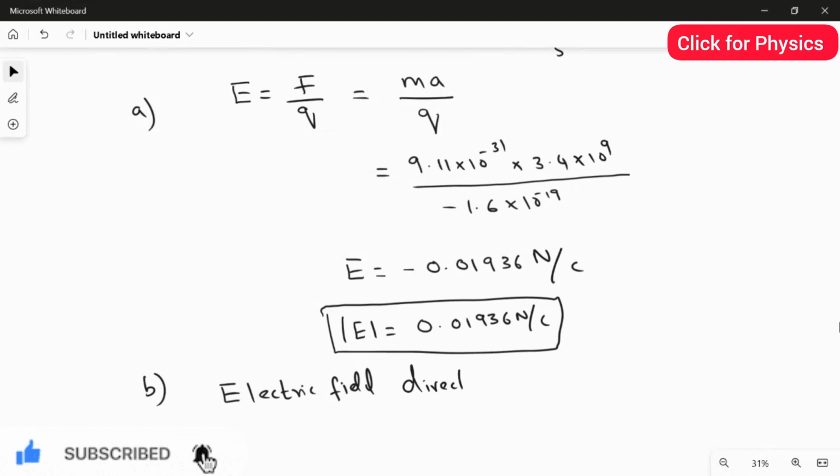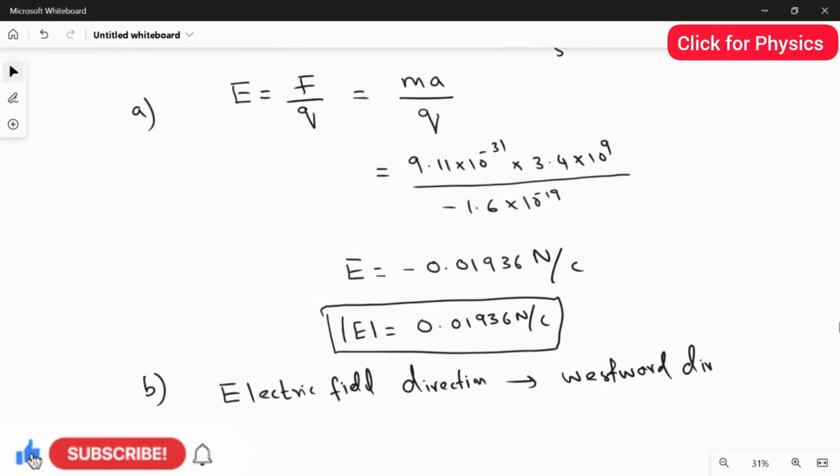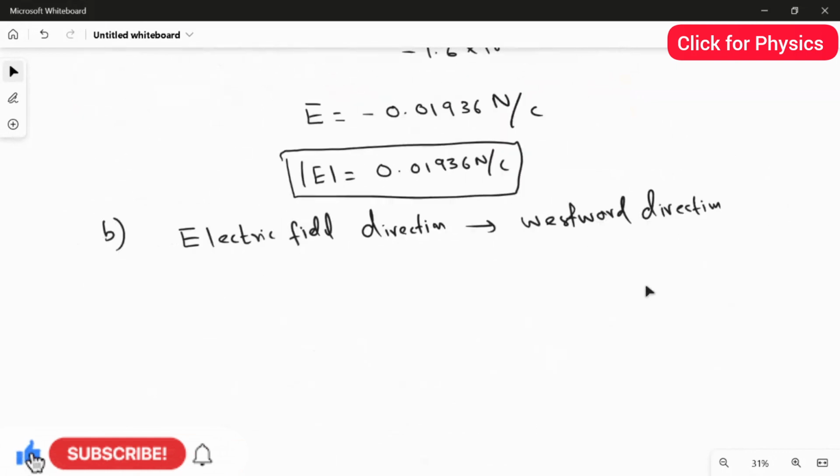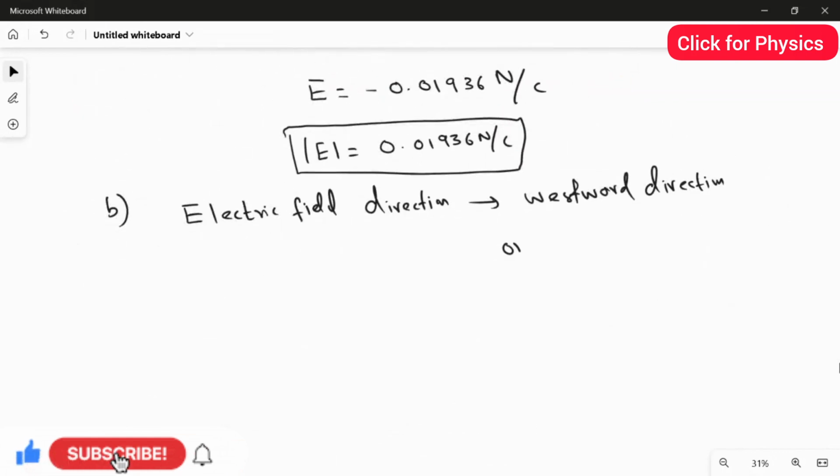direction is along the westward direction. Or if you want to give the answer in terms of the x-axis and y-axis, let's take this as positive x and the left hand side as negative x. So you can give the answer in terms of the axis also. Either you can give the answer as westward direction, or the electric field is in the negative x direction. So both answers are correct.